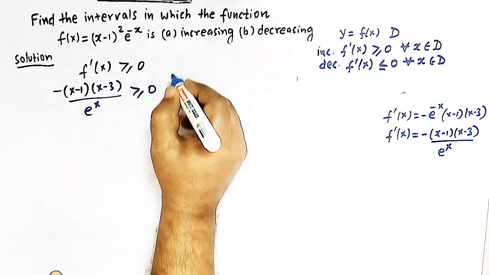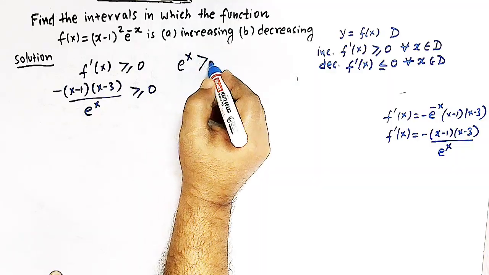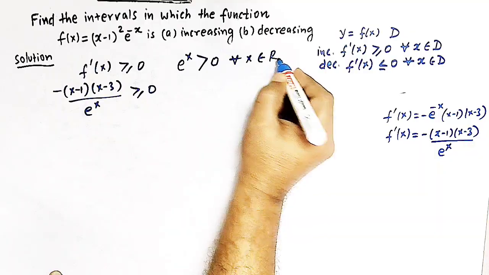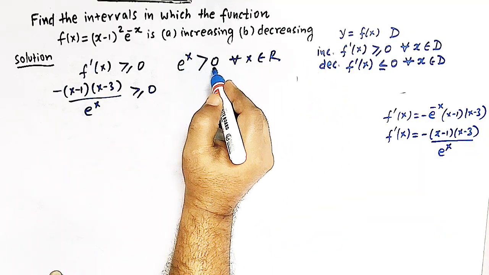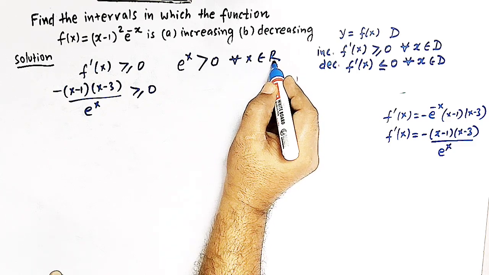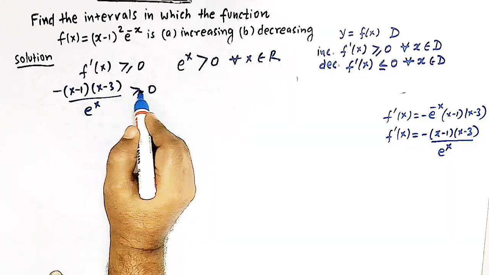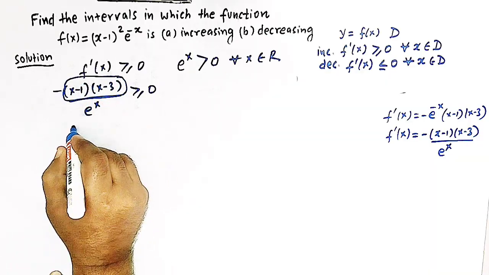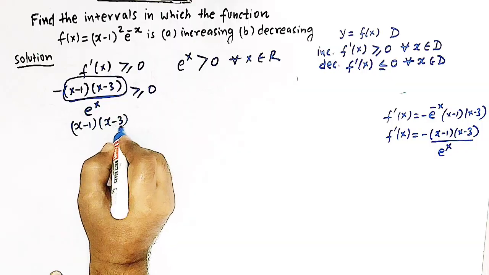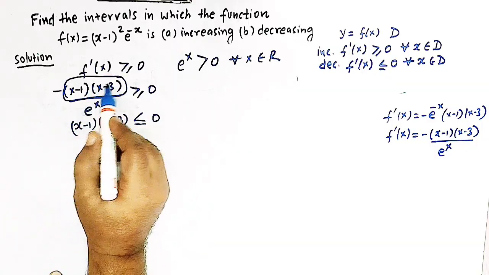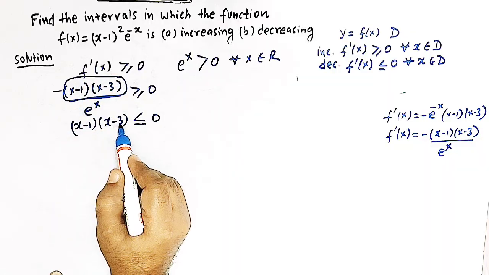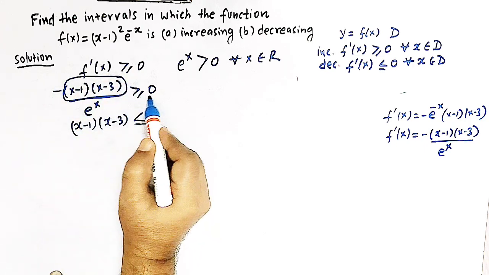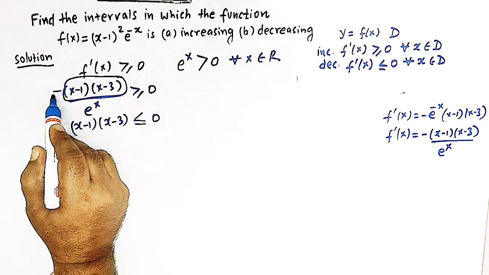So now in the denominator we have e raised to x, and e raised to x is always going to be greater than 0 for all x belonging to the set of real numbers, because the exponential function is always greater than 0 for all x belonging to R. So this quantity is greater than or equal to 0 only when the expression (x minus 1)(x minus 3) is less than or equal to 0, because when this product is less than or equal to 0, then this entire quantity is greater than or equal to 0, because here we have a negative sign.